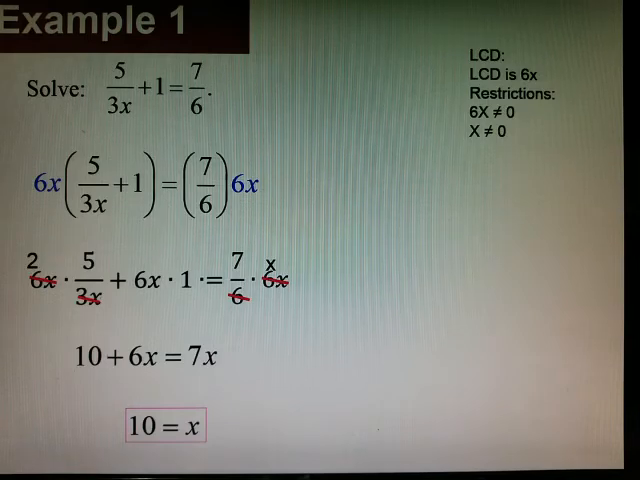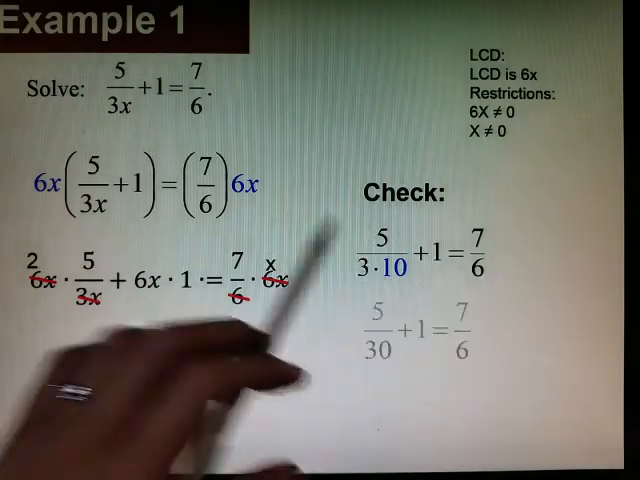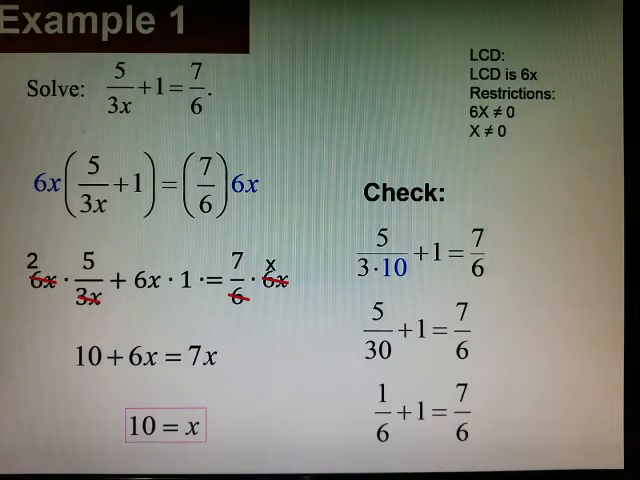Now this one's actually fairly easy to check. I could plug 10 into this. So if I check it, that right there is 30. 5 over 30 would reduce to 1 over 6. 1/6 plus 1 happens to be 7/6, so this just checks.